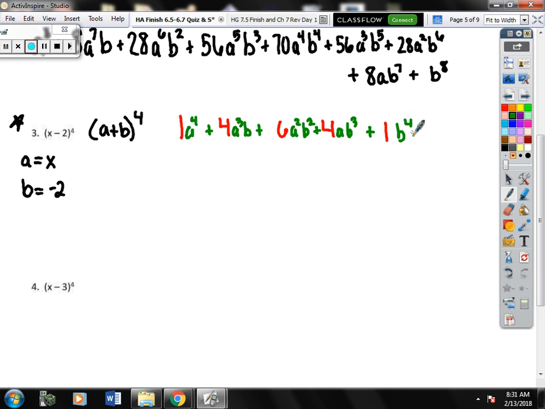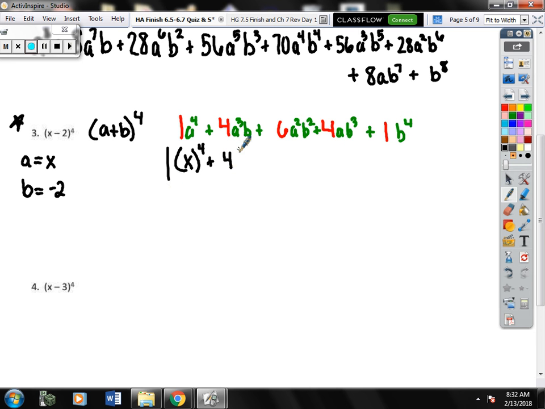And then what we're going to do is substitute in what A and B stand for. We're going to have to do a little bit of evaluating. You can actually skip this step if you want and just substitute in the values, but I like to show it in the notes. So A is actually x, so this is going to be 1x to the 4th, which is just x to the 4th.